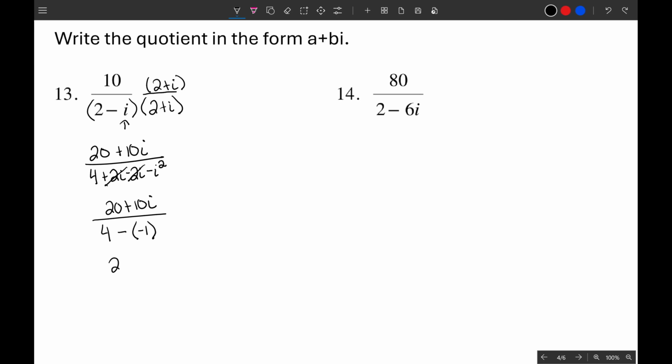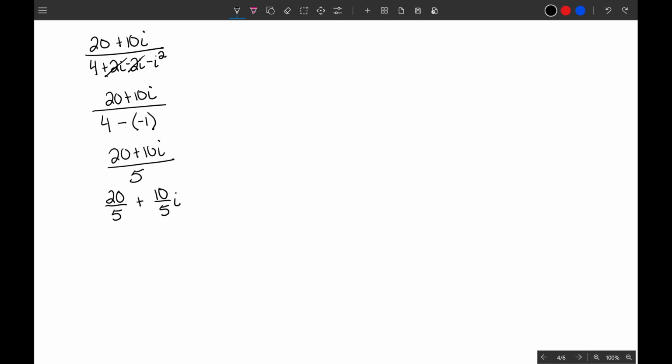So now on top, I have 20 plus 10i. On bottom, I have 4 minus negative 1. That would be plus. 4 plus 1 is 5. So now I'm going to write this in the form a plus bi. So I take 20 and divide it by 5 plus 10 and divide it by 5, and then I'm going to keep my i behind. 20 divided by 5 is 4 plus 10 divided by 5 is 2i.